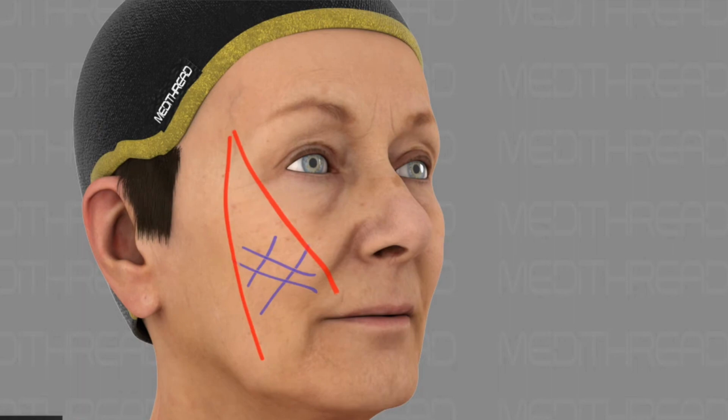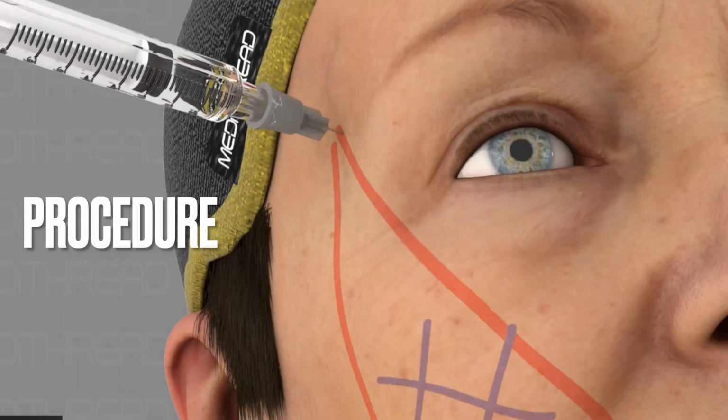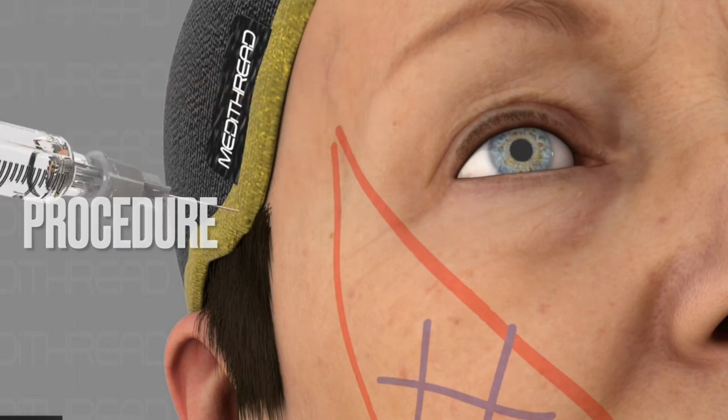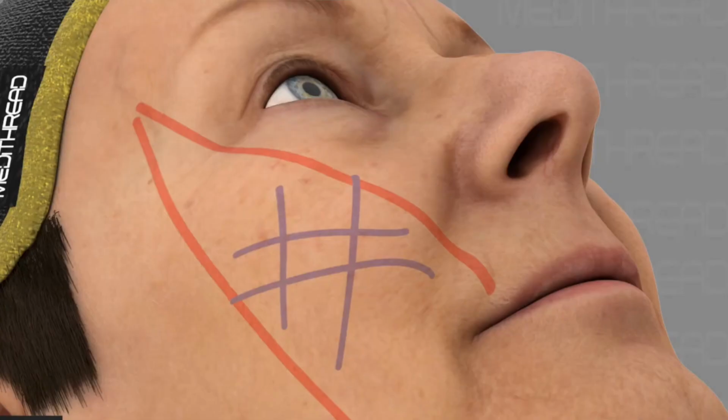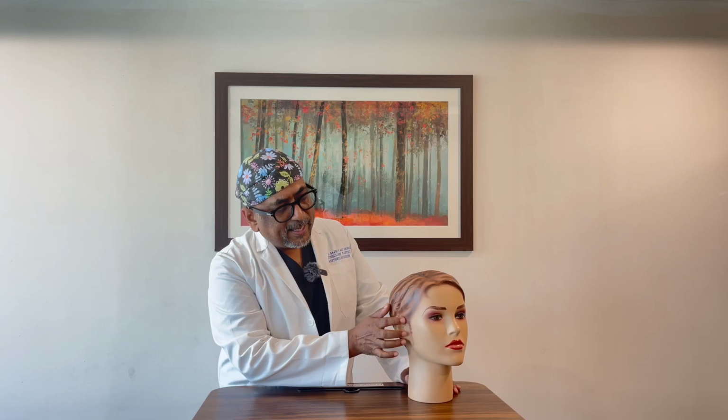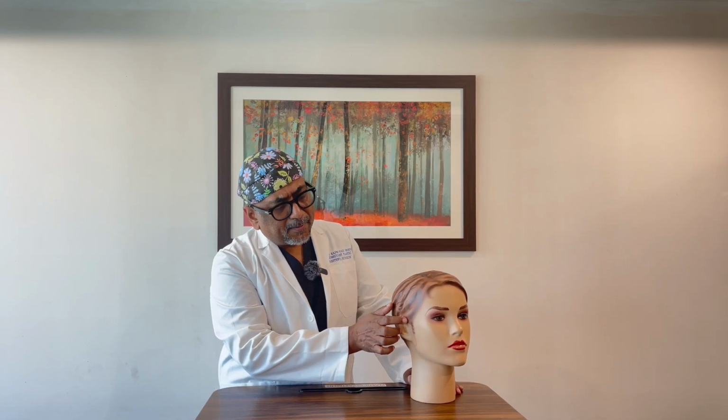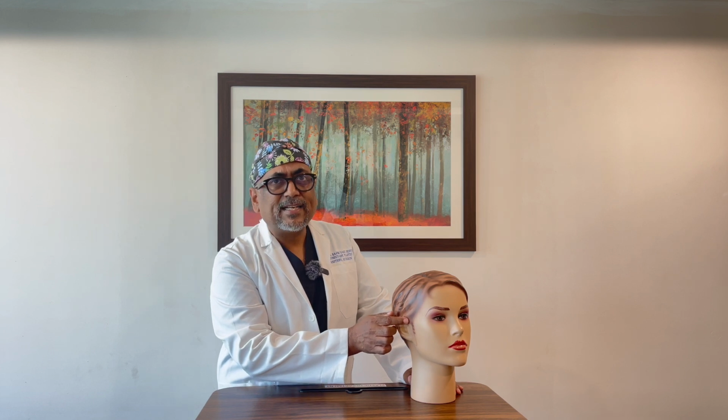We photograph them and then we start the procedure. The procedure is a very simple procedure. It's done under local anesthesia. At the point of entry, there's no cutting at all. It's just a point of entry with a very fine needle, just above the prominence of the zygomatic, the cheekbone over here, and then we make a small incision after giving local anesthesia.